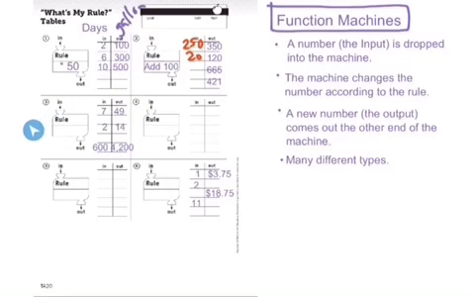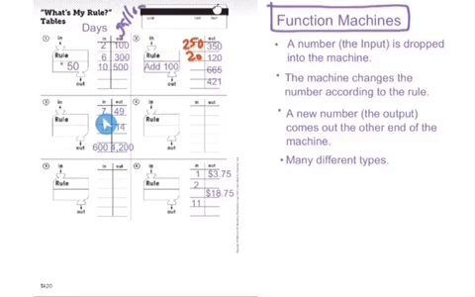So here's another one. For this one, the rule is not listed, but you've got the in and the out. So what they're asking you to figure out is, well, what happened? Now remember, when we do these in and out tables or function machines, it has to work for every single one of these. It can't just work for one.